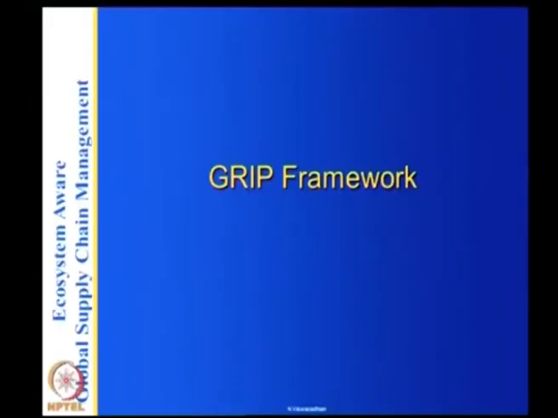Now, having this map, which is the existing situation for any particular supply chain, we need to do the GRIP framework. That is, GRIP is the governance, risk, innovation, and performance framework. For this framework, we usually proceed in the reverse direction: performance, innovation, risk, and finally governance. And what is the kind of governance that is needed? What is the organization structure that is suitable for the green? How do you select the partners, and so on, are the issues. So let's look first at the performance.